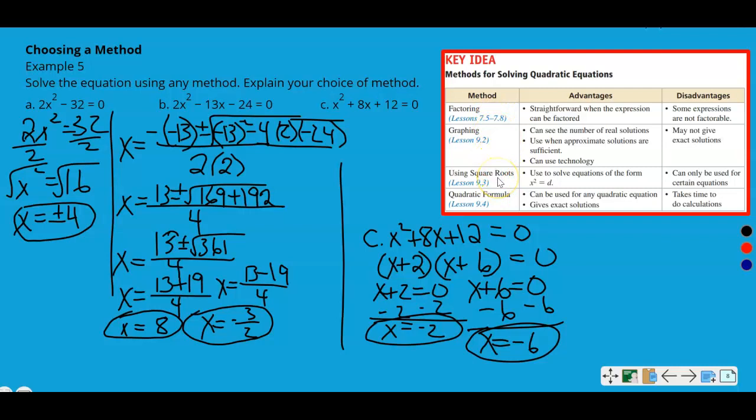Being able to choose an effective method can sometimes save you time and energy. On timed tests, that's very important, like the ACT and the EOC, those are timed tests, so it's important that you can find the quickest, most effective method to solve.